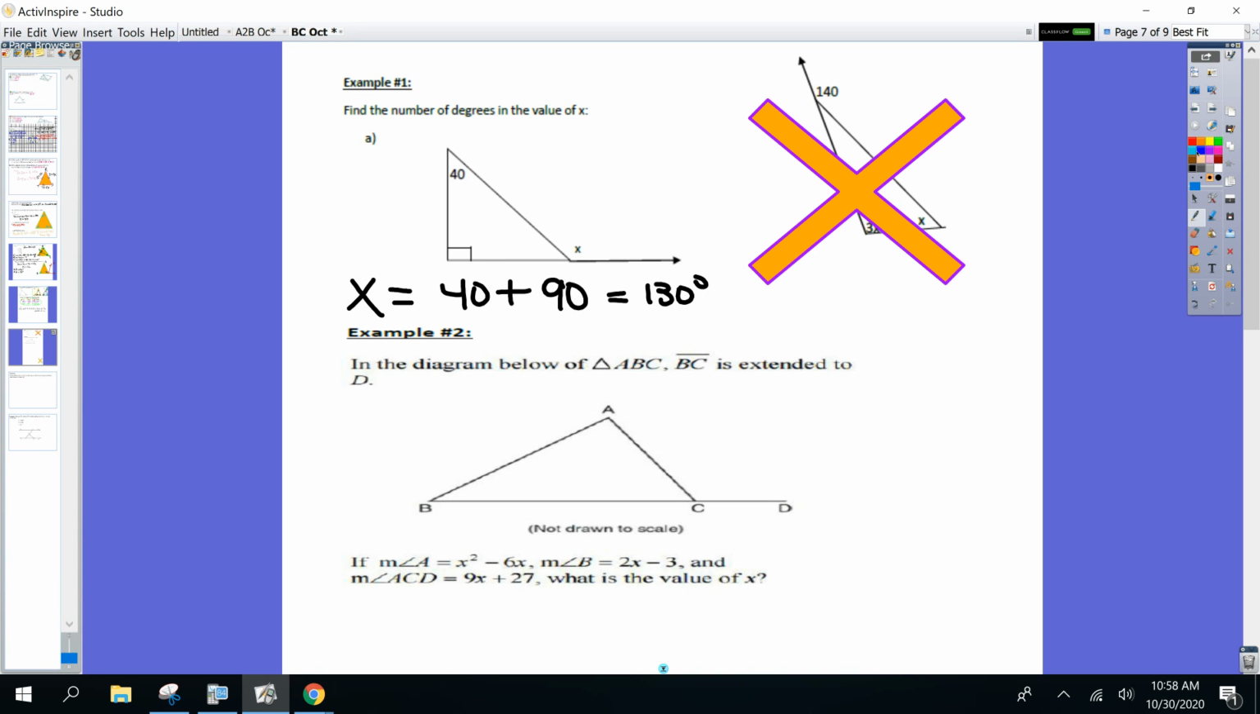Now I get it. Most of you guys could do this. Oh, well, Mr. Carlino, why do I need that? I could just do 40 plus 90 is 130. That's going to be 50, and these are supplementary. You could. No arguments from me there. But there are going to be certain diagrams where you can't do that. Take a look at the next diagram.